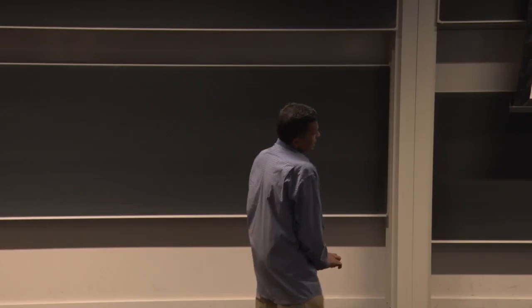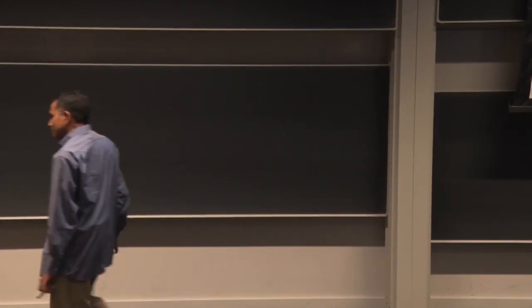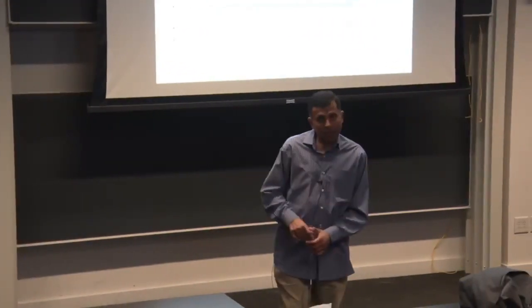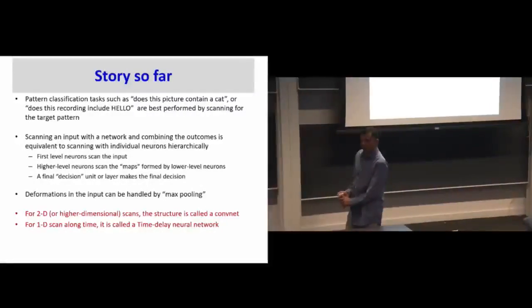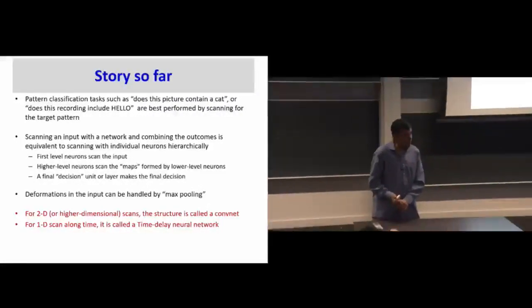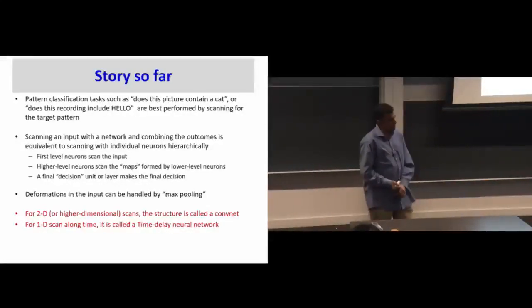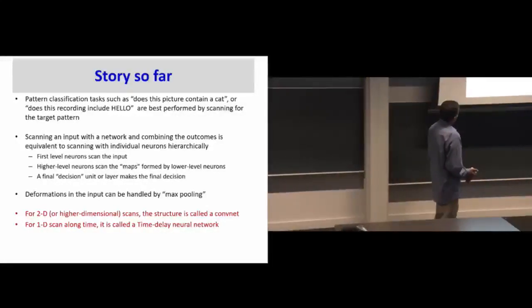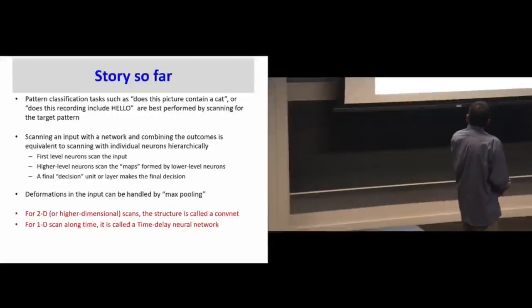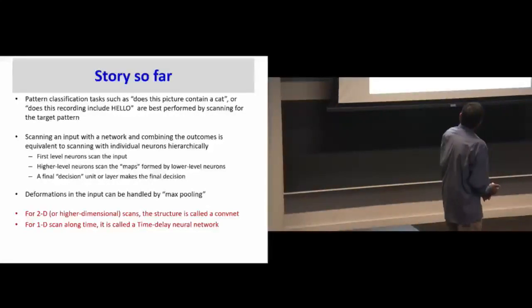Convolutional neural networks. So a quick recap. This is what we said: that pattern classification tasks like, does this picture contain a cat, or does this recording contain the word hello, can be performed by scanning the input. And the act of scanning is essentially an act of convolution. And so scanning could be performed using convolutional neural networks.